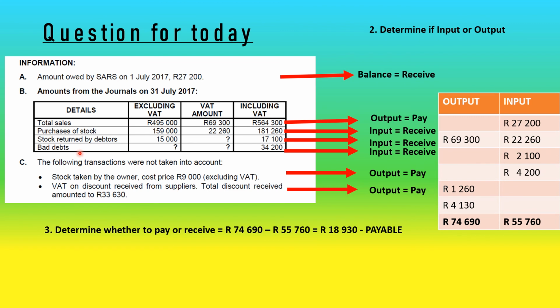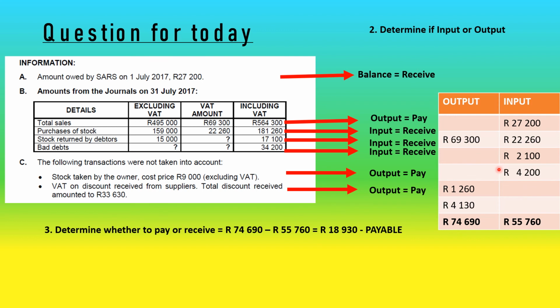Likewise, bad debts. So bad debts is when you've actually sold your goods to customers and customers are not going to pay you back. If customers don't pay you back, how are you going to pay SARS the VAT? You can only pay SARS the VAT once you've received money from your customers, and therefore an amount of 4,200 is also under input VAT because you've actually not yet received that money.